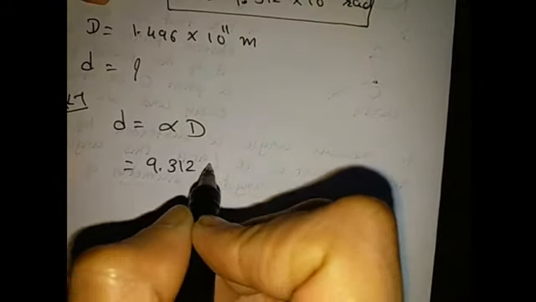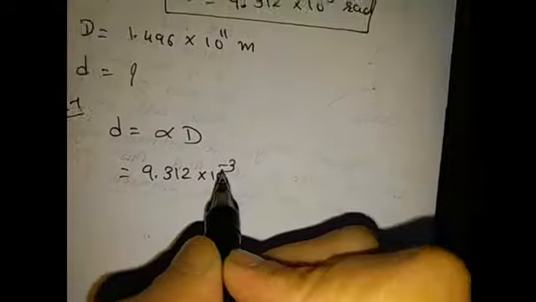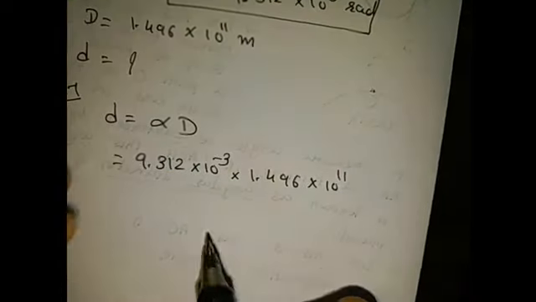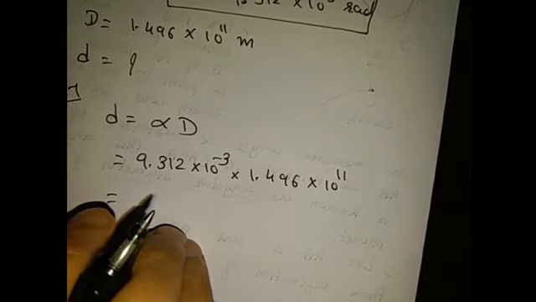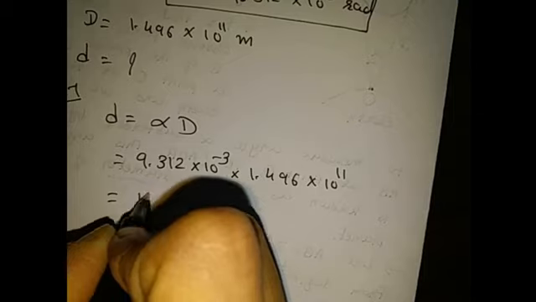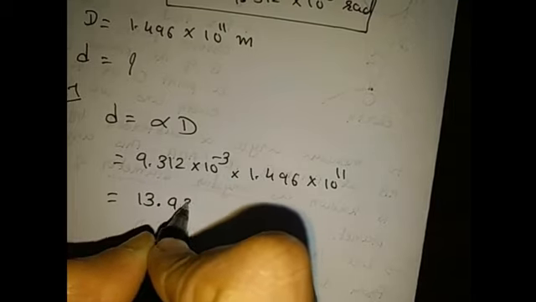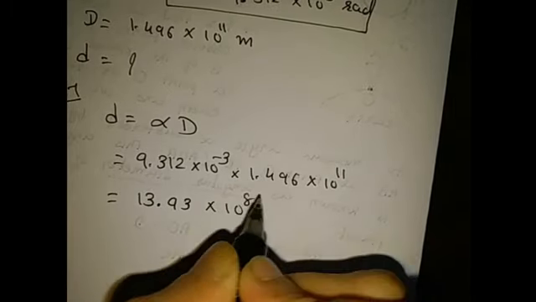Now simply what you have to do, put the values. Alpha is 9.312 into 10 to power minus 3. अल्फा की वैल्यू रख दी, डी की वैल्यू रख दो. डी है 1.496 into 10 to power 11. Okay, then multiplication will give me 13.93 into 10 to power 8.